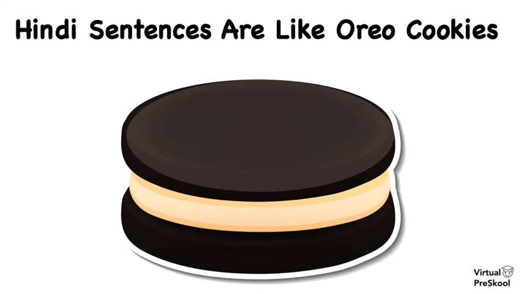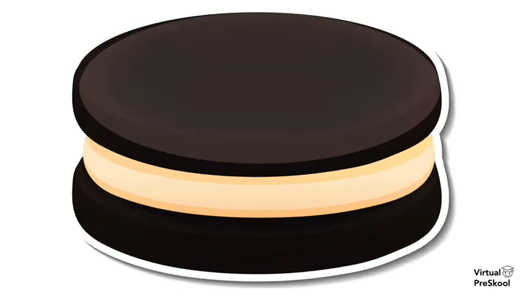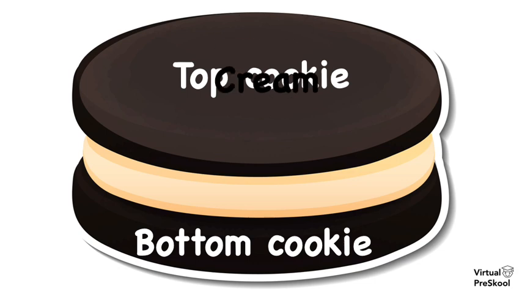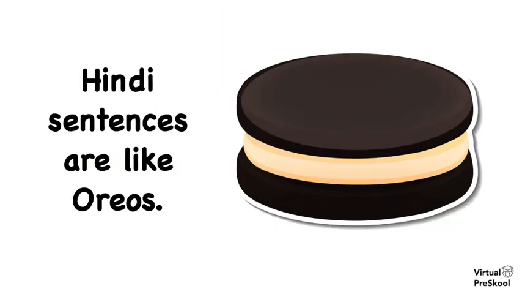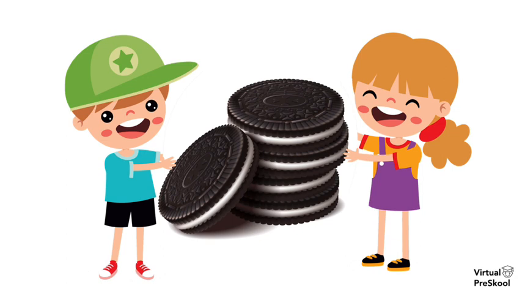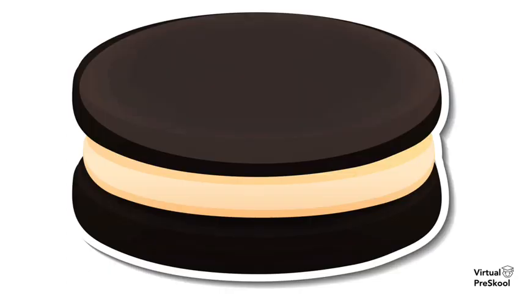In this video, we are going to talk about how Hindi sentences are like Oreo cookies. Let's think about an Oreo cookie. It has three parts: the top cookie, the bottom cookie, and the cream in the middle. A Hindi sentence is like that too. There's a top, a bottom, and a middle. So now let's figure out how to make Hindi Oreos.